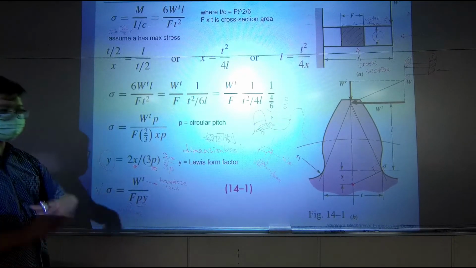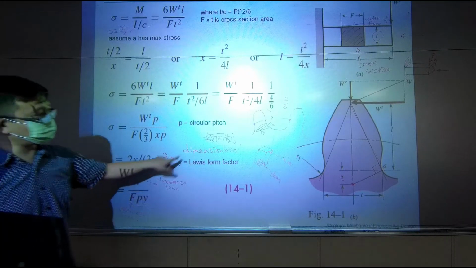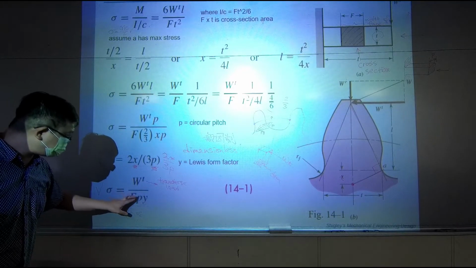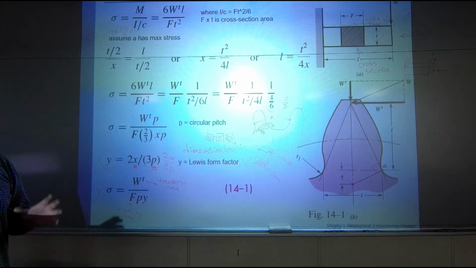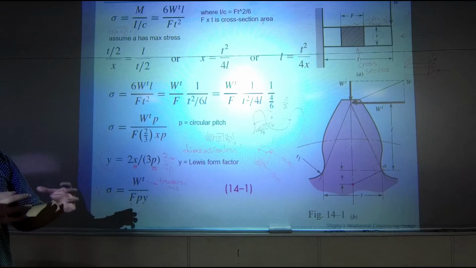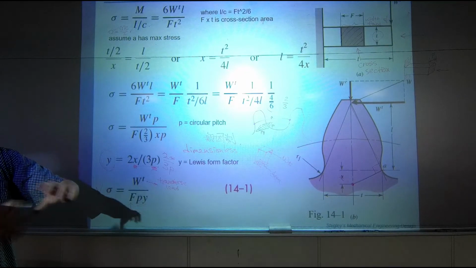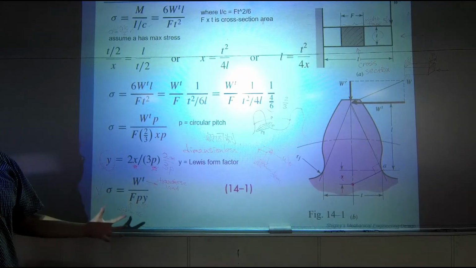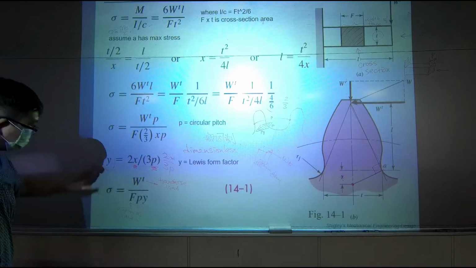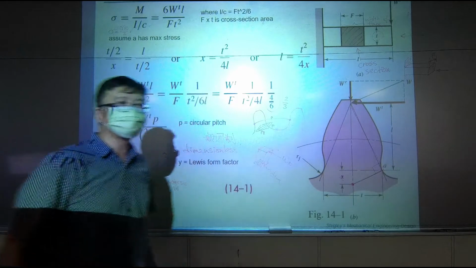Y right here has no dimension, it's a shape factor. P is the circular pitch right there. So F and P would be some parameter that could be determined very easily. When you design the shape of a gear, you definitely know the thickness of the gear, and also you have to define what's the pitch. So with this equation, you don't even need to measure the size of the gear.